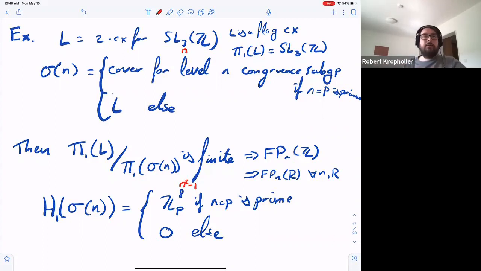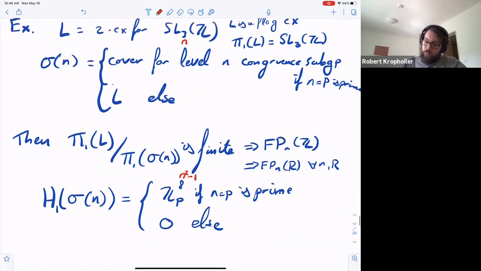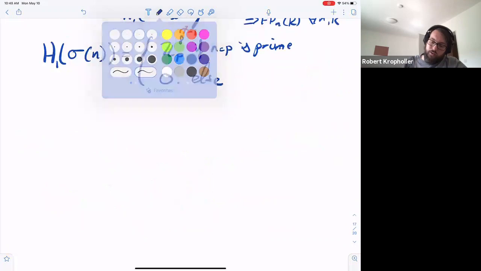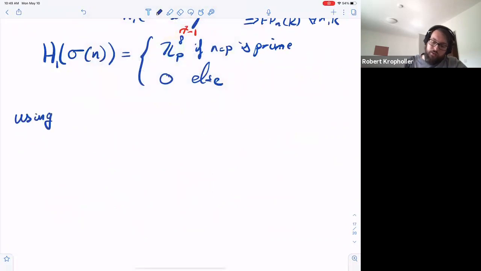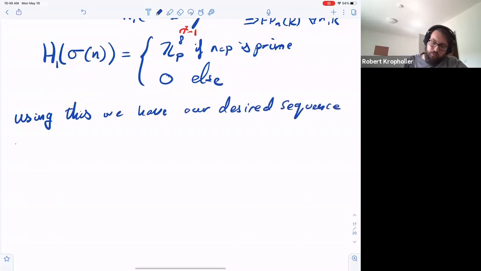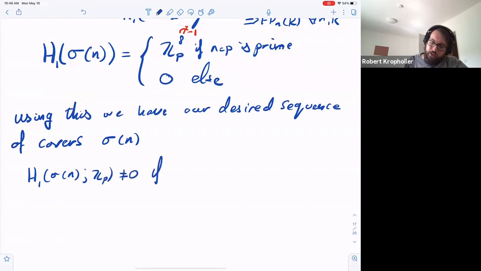So now, using this, we have our desired sequence of covers, sigma n. So H1 of sigma n with coefficients in Z mod p is not equal to 0 if and only if n equals p.